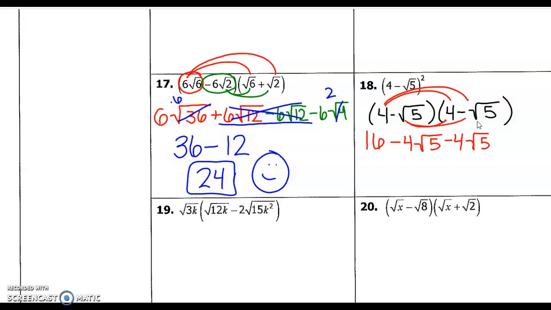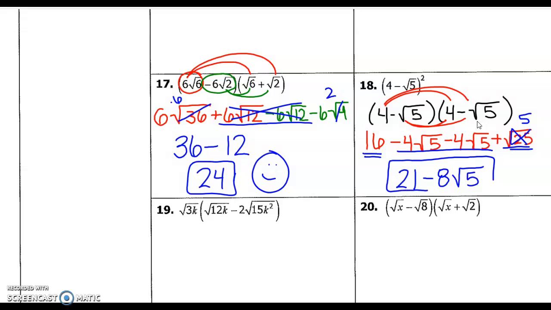Negative radical 5 times negative radical 5 is positive radical 5 times 5, which is 25. So simplifying, I know the square root of 25 is 5. I can combine my radical 5s. So I can combine my 16 plus 5 is 21 minus 8 radical 5. Radical 5 doesn't have any pairs, so that is done.